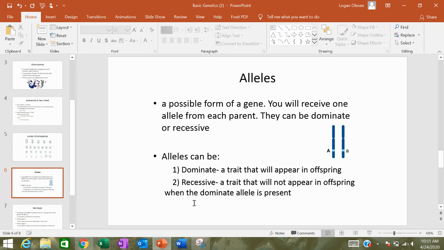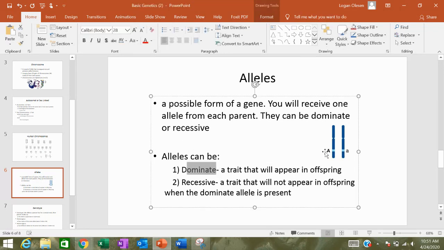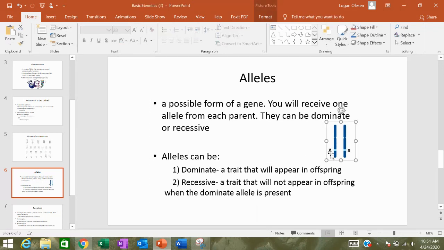Okay. Now, the way we represent dominant and recessive, which is a couple of steps in front of you guys, so I'm just going to show it to you quick, is by using capital letters and lowercase letters. A dominant trait is going to use a capital letter, hence the capital A here. A recessive trait is going to use a lowercase letter, hence the lowercase a here. So this is dominant, this is recessive.